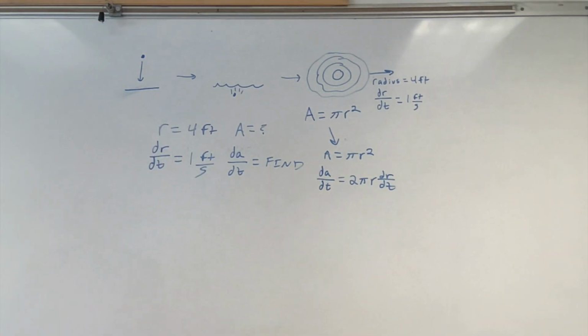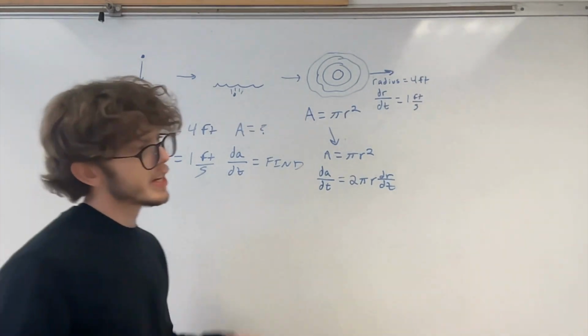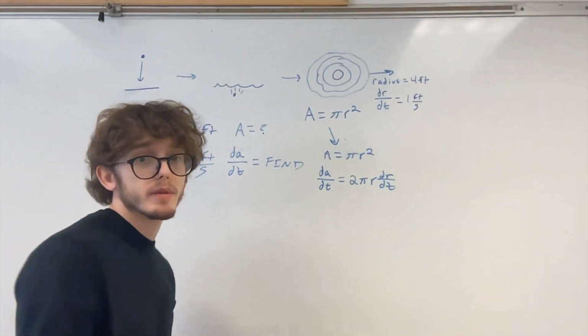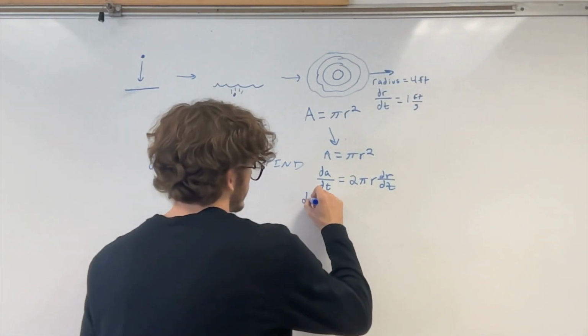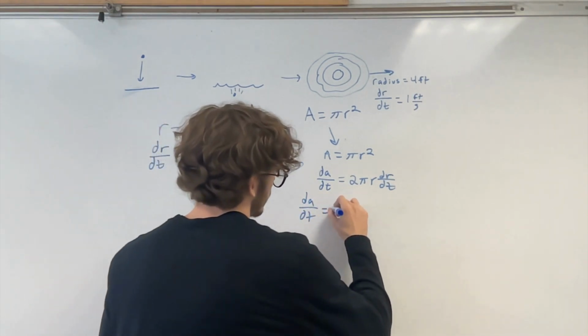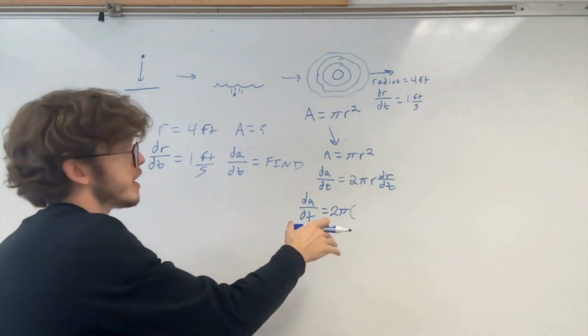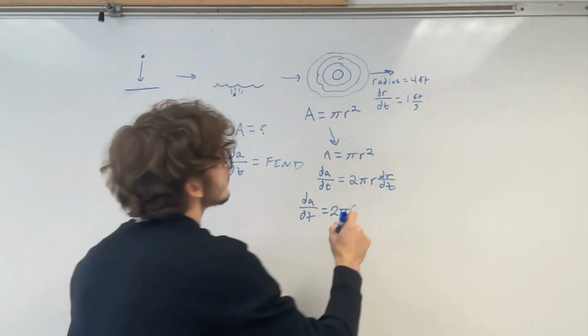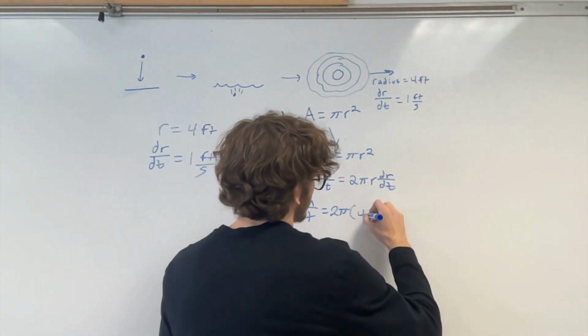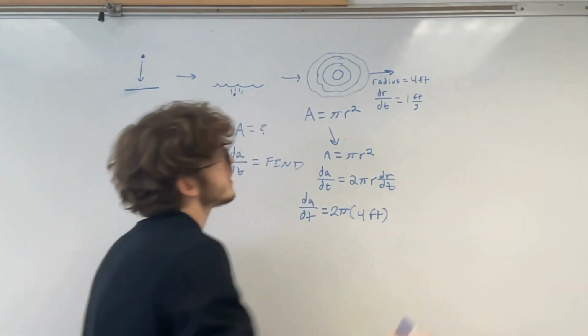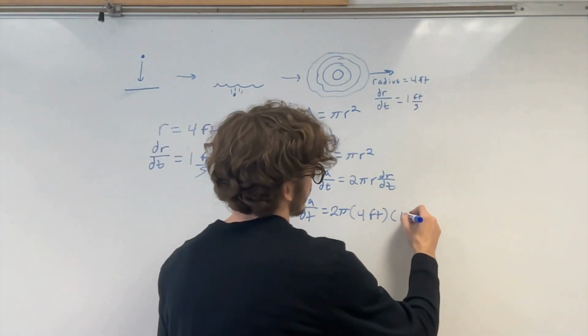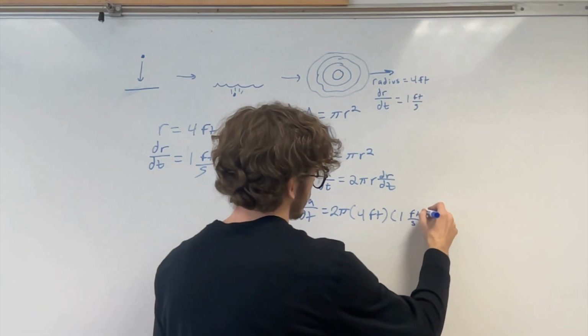Alrighty, now we can just plug in some variables here to solve for dA/dt, and it actually turns out that we don't have to do any rearrangement. So it's literally dA/dt is equal to 2 pi, and the radius at the given point, where we want to evaluate the change in the area at an instantaneous point, is 4 feet. dr/dt just turns out to be 1 foot a second.